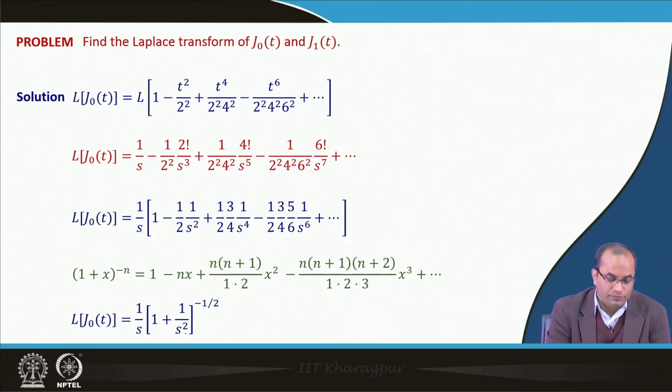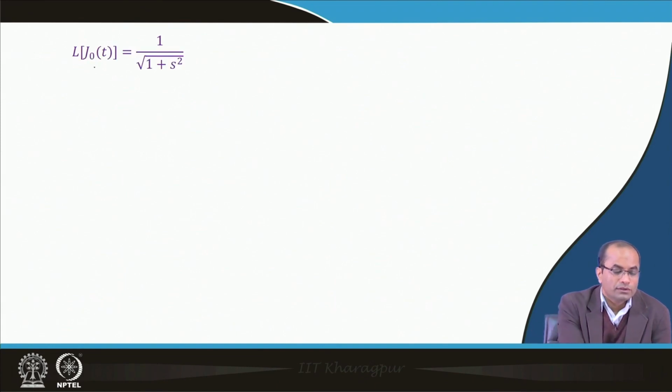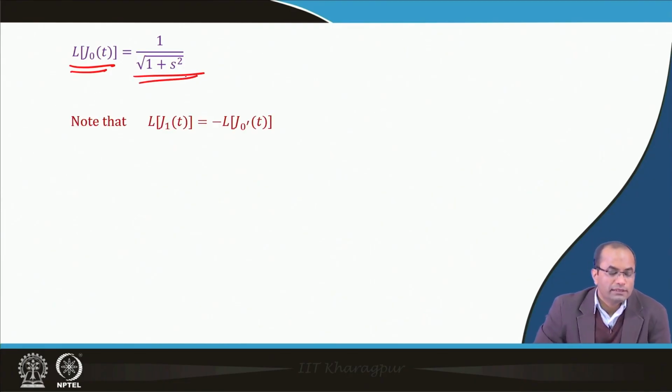So, in a more compact form we can still simplify this: we have (s squared plus 1) over s squared, and this s squared will go up with the s. So s gets cancelled, and we will get just 1 over the square root of 1 plus s squared. So having this, the Laplace transform of J0(t) is 1 over the square root of 1 plus s squared.